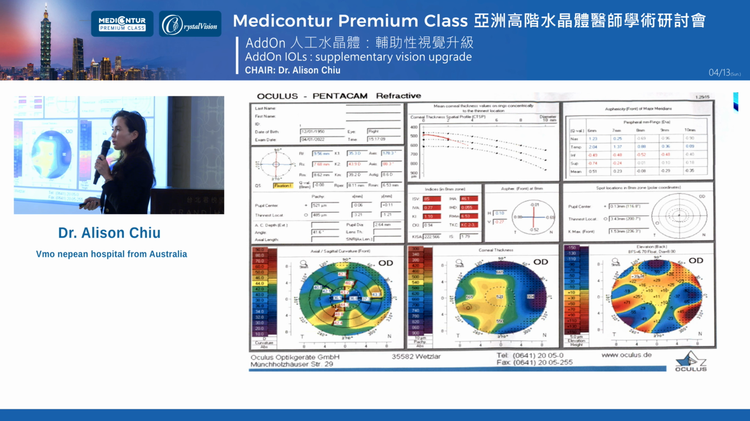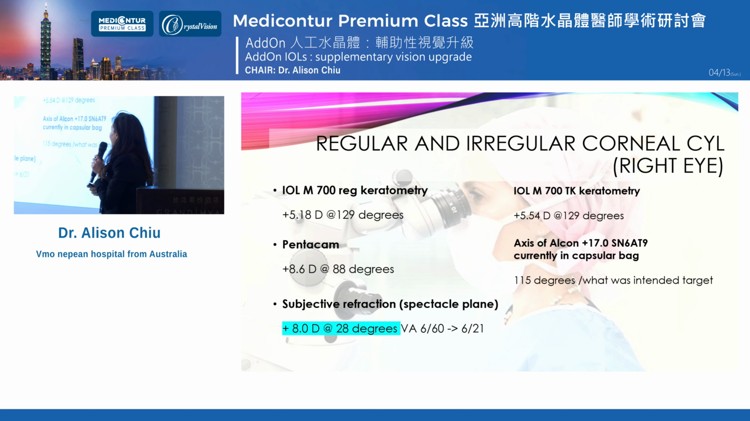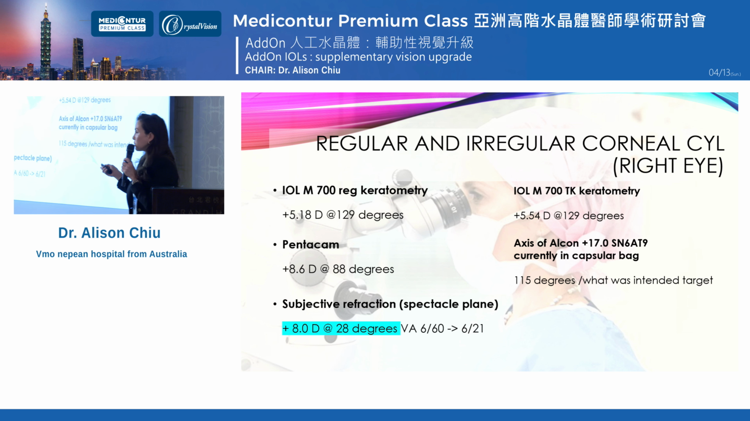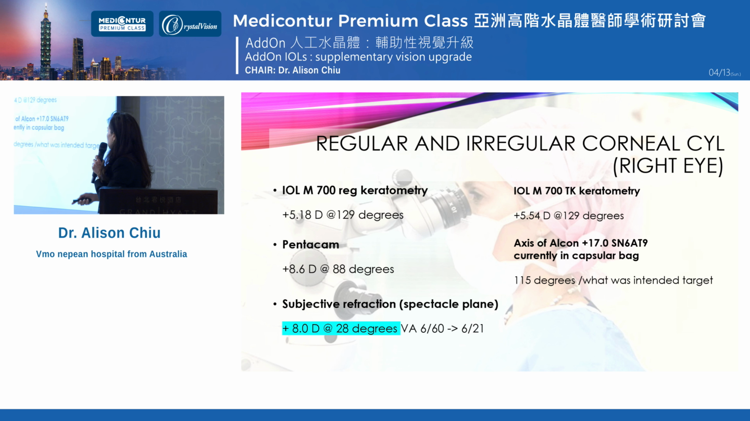You can see the topography here is quite irregular. There are some regular and irregular components. But we know from the subjective refraction that the vision corrects up from 6/60 to 6/21. So 6/21 is the visual potential of the eye. What's limiting it may be the macula, maybe the cornea, it doesn't matter. But based on the subjective refraction, we can do much better. And the keratometry on the Pentacam and the IOL Master varies.